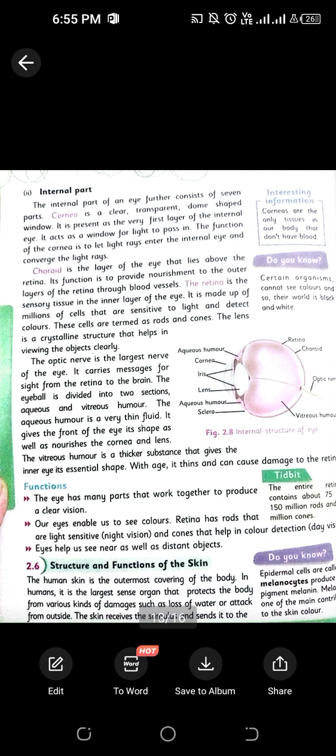Then we'll discuss the structure and function of skin. The human skin is the outermost covering of the body, and it is the largest organ of the body because it is covered throughout the body, right? In the human, it is the largest sense organ that protects the body from various kinds of damage such as loss of water or attack from outside.